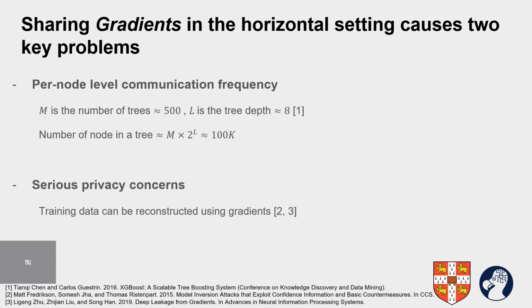Consequently, we identify two key problems raised by this vanilla approach. The first is per-node-level communication frequency. The server needs to communicate with all clients at every splitting point. We denote the depth of each tree as L and the number of trees in the tree ensemble as M. The number of nodes in the tree ensemble can scale up to M times 2 to the power of L, and so can the number of communication rounds. As a trained XGBoost model commonly has a depth of 8 and 500 trees, the number of communication rounds can reach 100,000.